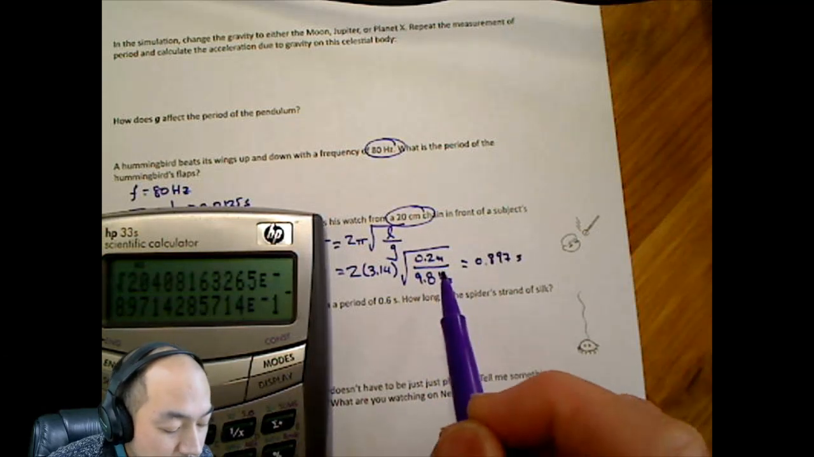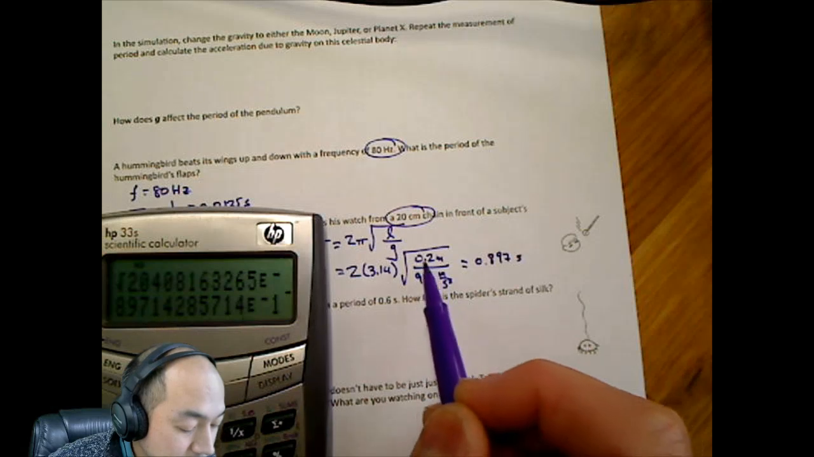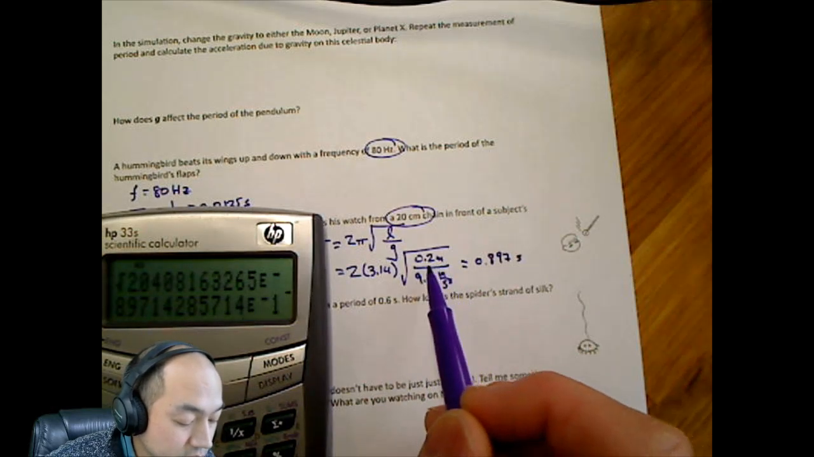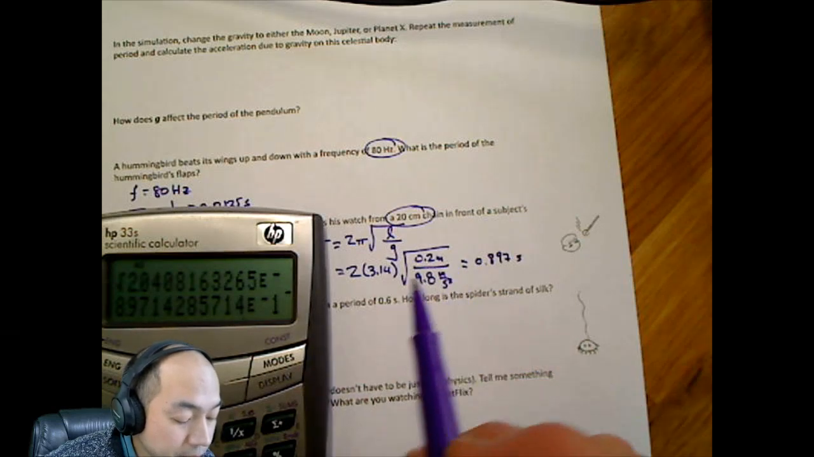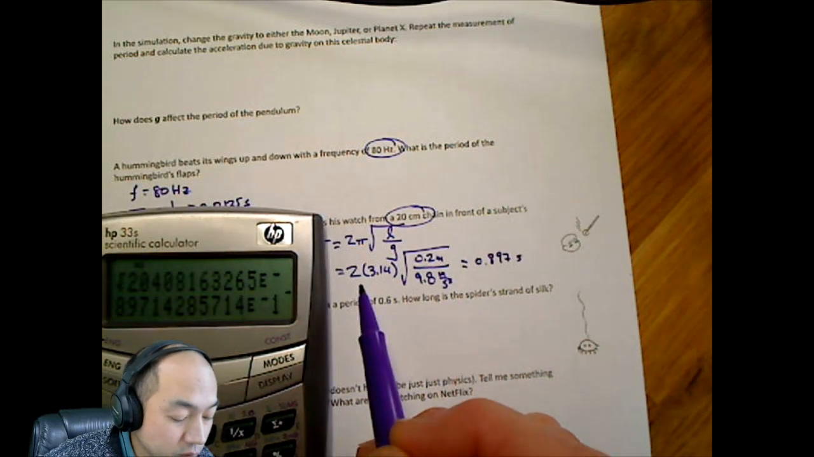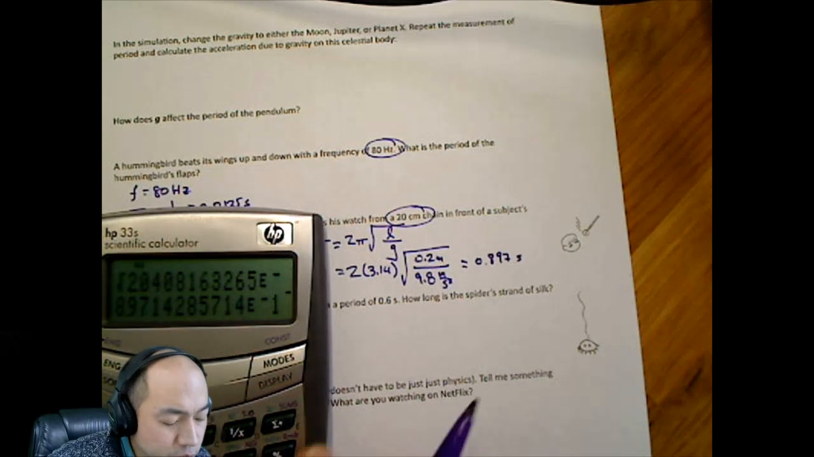Now, I want to make sure that you all can do this as well on your own calculators. Notice what I did here was I solved this part on the inside of the square root first. I did 0.2 divided by 9.8, took the square root of that, then I multiplied it by 3.14, then I multiplied it by 2. So just make sure you're doing those in the right order.